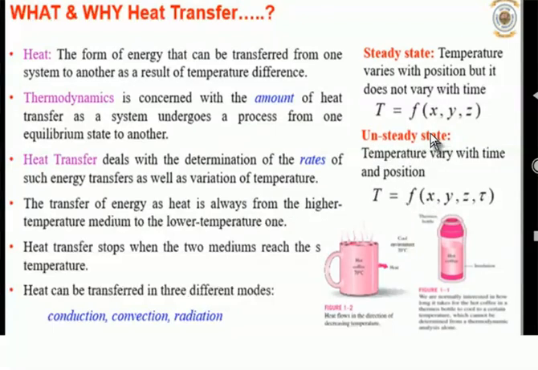We should know these two differences. Steady state is nothing but the temperature of the component or substance varying only with respect to the position, not with the time. But in the unsteady state, the temperature varies with respect to time as well as position. That is given here as T is equal to a function of x, y, z and tau. So this is about the basics of heat transfer.